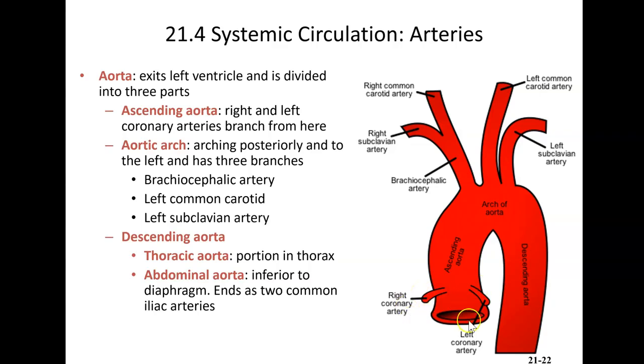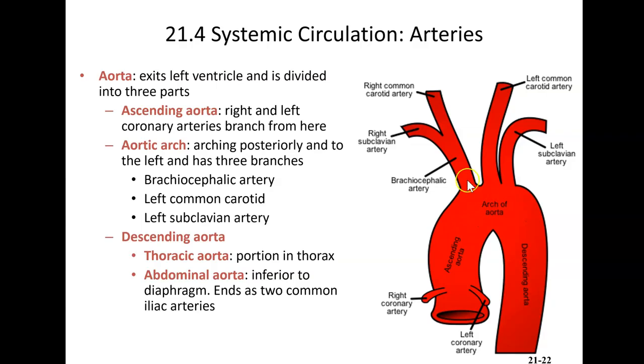Coming off of the heart, after we pass the aortic semilunar valve, we have the ascending aorta. The first vessels to be given off from the aorta are the right coronary artery and the left coronary artery, and these travel to supply oxygen to the heart muscle itself. Continuing on from the ascending aorta, we reach the aortic arch.